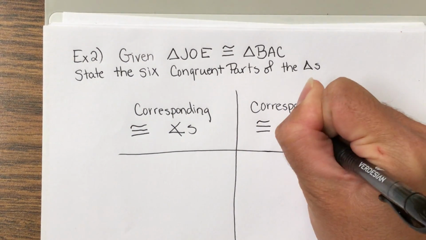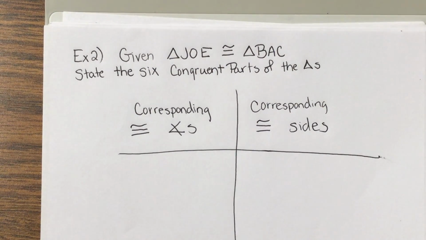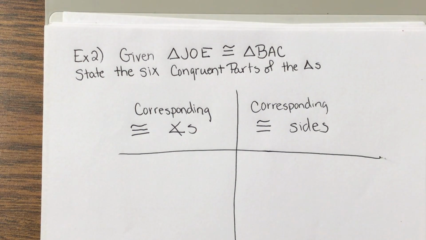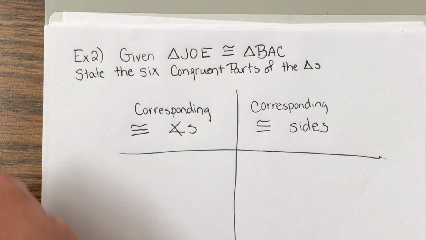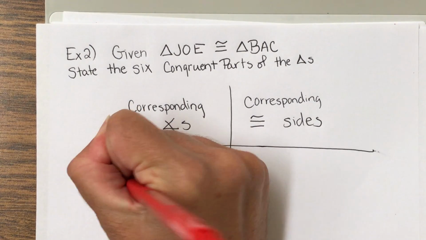And then next, we're going to look at our corresponding congruent sides. So you can also just use one letter to name your angle. And in this situation, that's what I'm going to do. It really depends on the picture that you have in order to know how to label your angles. So in this situation, angle J is congruent to angle B.